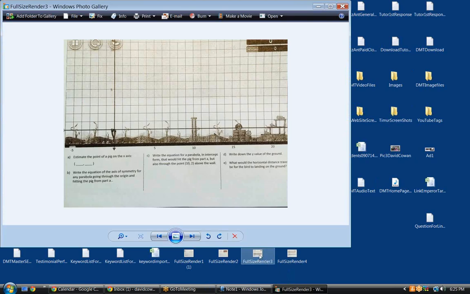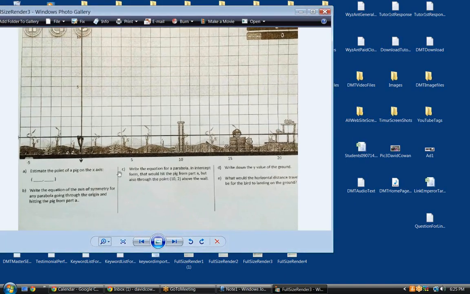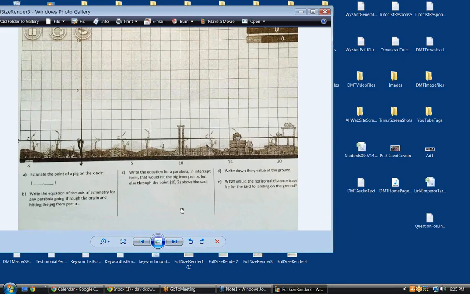Is this the next one? Yes, sir. Okay. There must have been some writing or something before this. We're supposed to estimate the point of a pig on the x-axis. It's the one that looks like an apple. Oh, that's the pig? Yeah. Okay, what is a good estimate of that point? I would say 16, 0. All right.